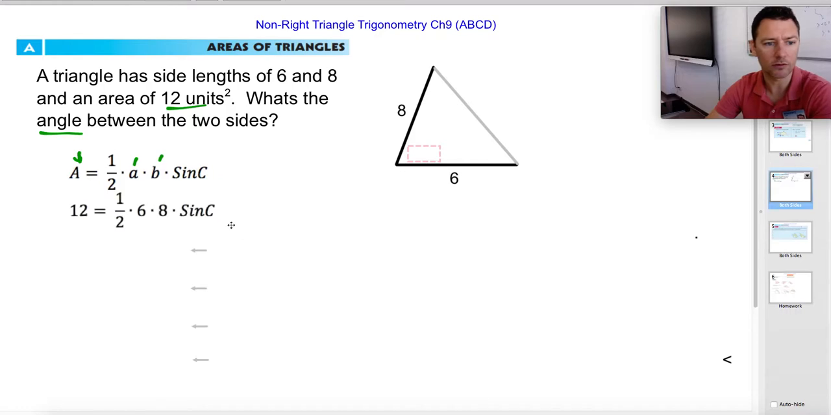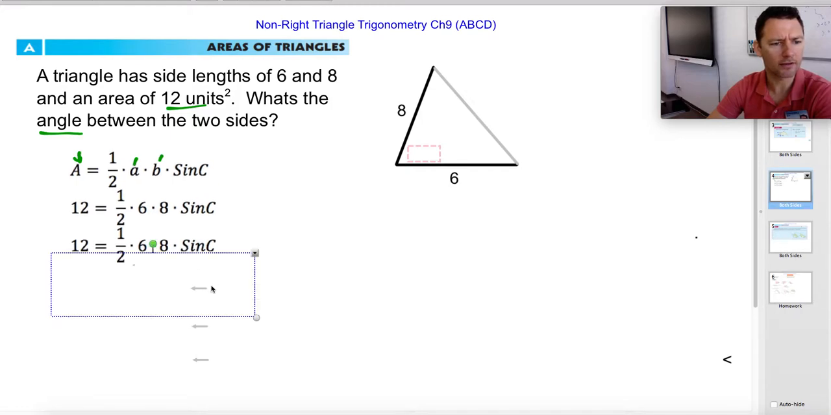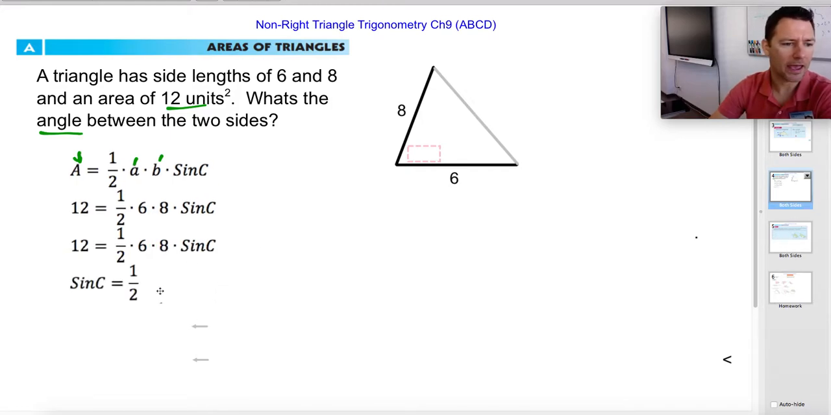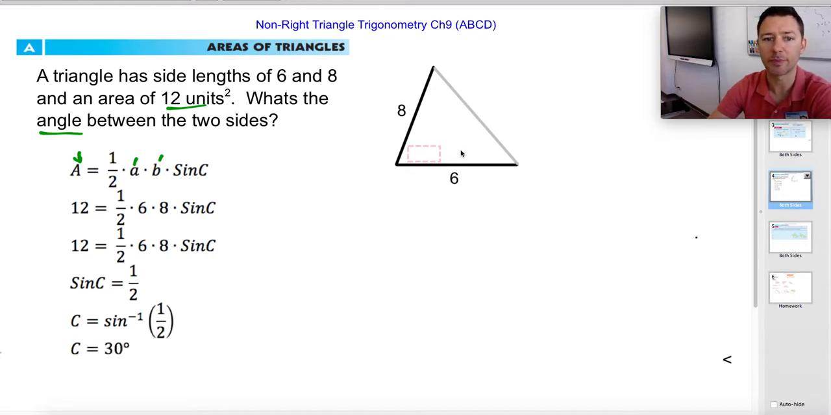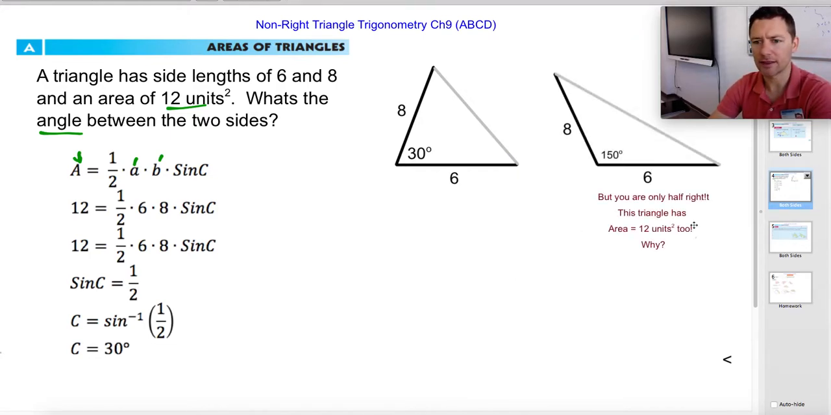Easy, right? So you start throwing things in there. You crunch this side up. And so when you clean this up, you get sine C equals a half. And therefore, you get C should be the inverse sine of a half. And if you just throw it in your calculator, it spits out 30 at you. Sweet. But we're not done, right? That's not the whole story. You're only half right.